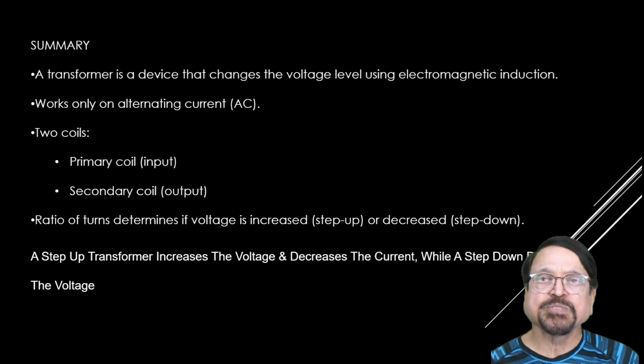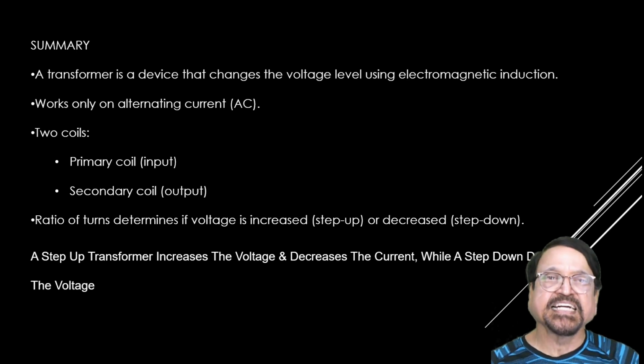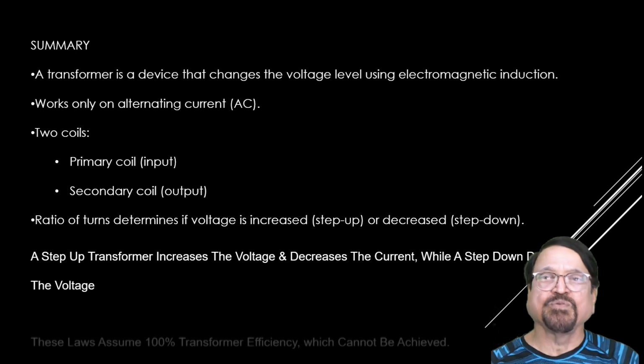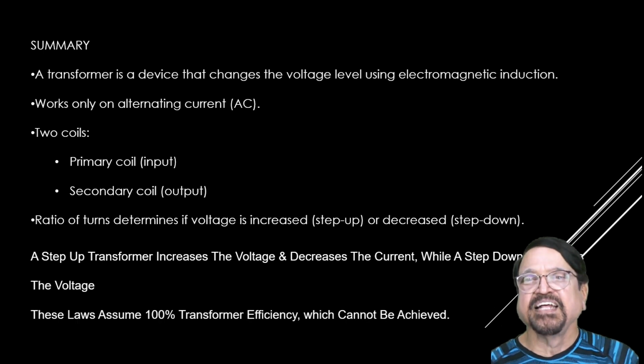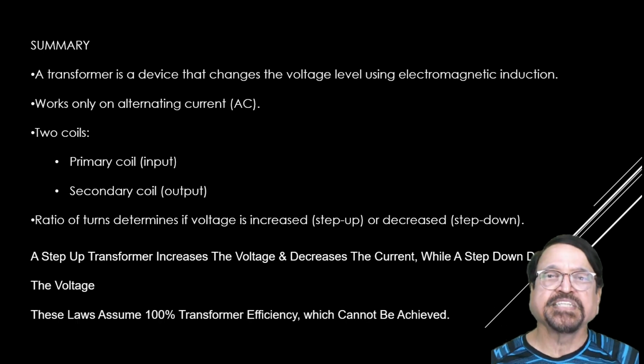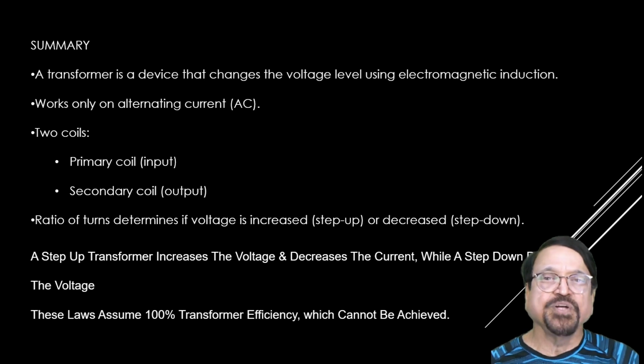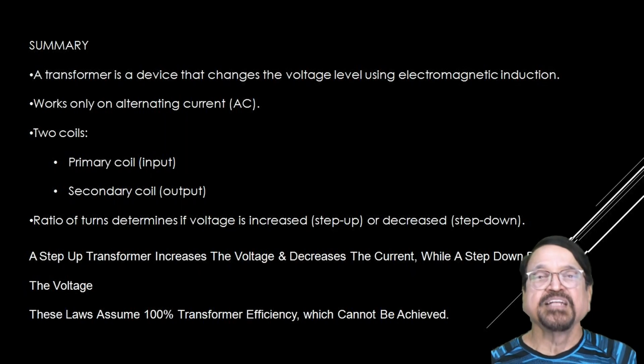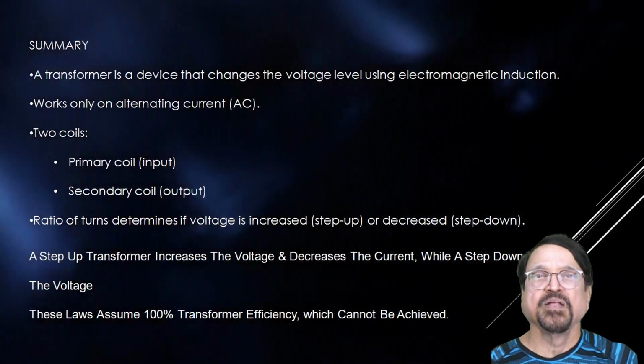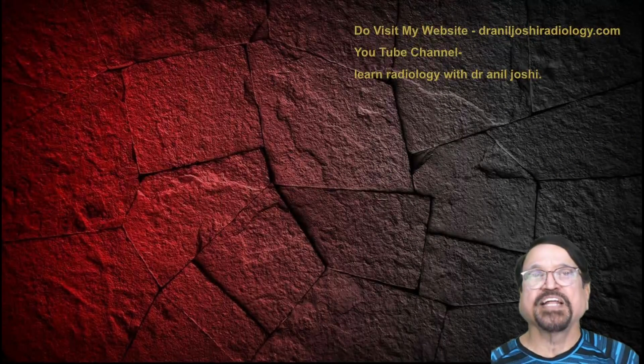A step up transformer increases the voltage and decreases the current, while a step down transformer decreases the voltage and increases the current. This law assumes 100% transformation efficiency, which is not usually possible. Some of the energy is lost as heat, so we should know that you cannot get a transformer of 100% efficiency. Now with that we are coming to the end of this lecture.